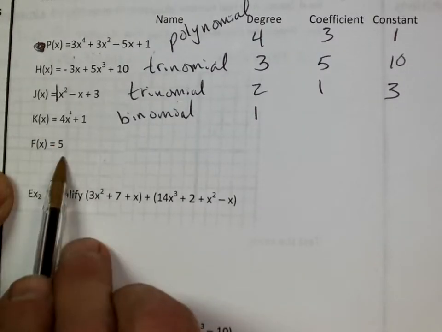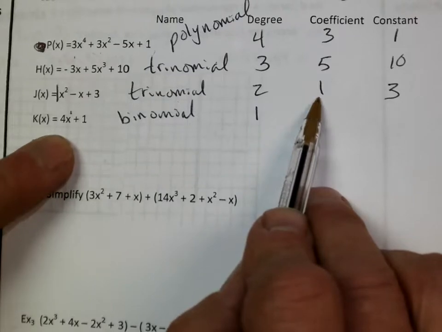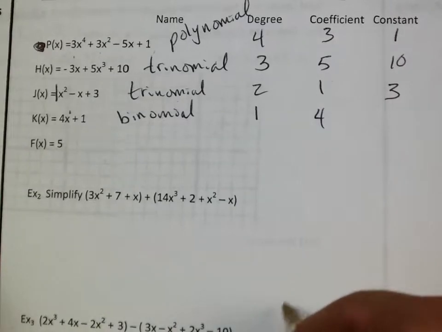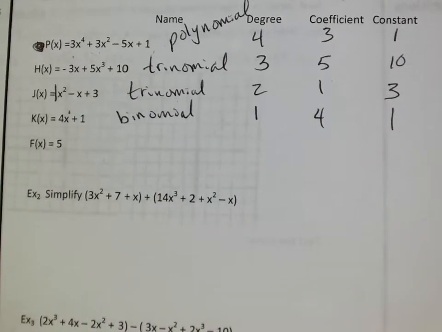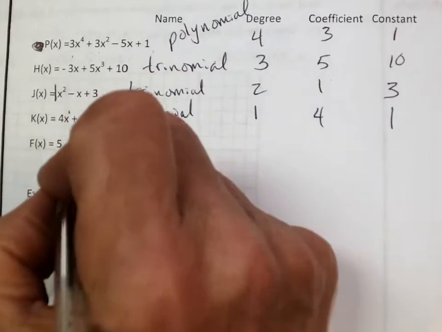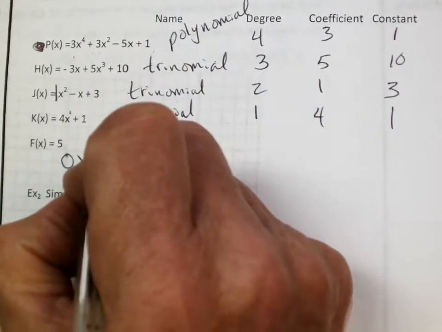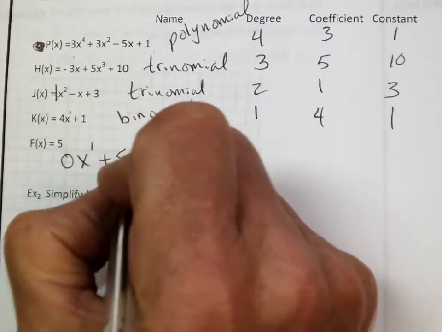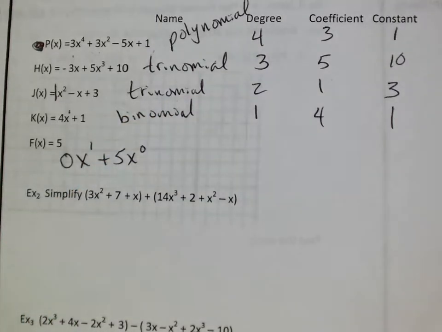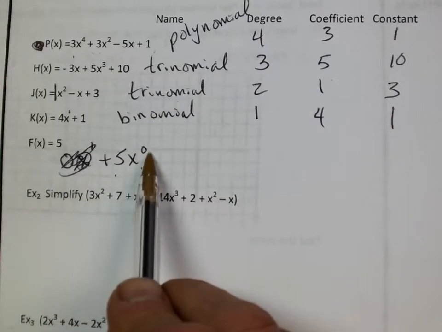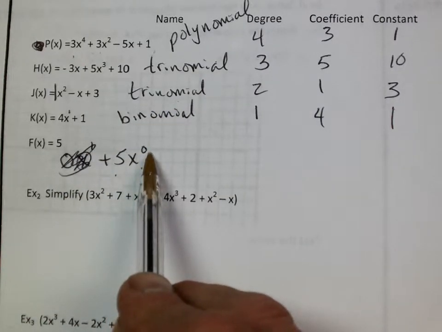Okay. What's the leading coefficient in this binomial? Degree 4. What's the constant? 1. Now, this one's tricky because we would never write this, but you could write it as 0x to the 1 power plus 5x to the 0 power, right? But you wouldn't write that because that'd be silly. So anything with 0x is just not even there, right? But 5x to the 0 power tells you it's degree 0. Okay, does that make sense?